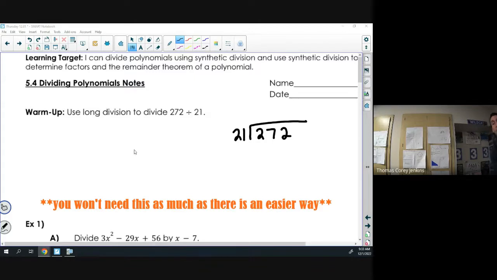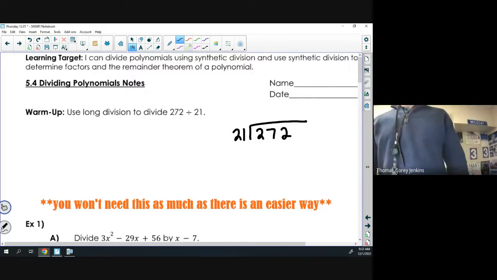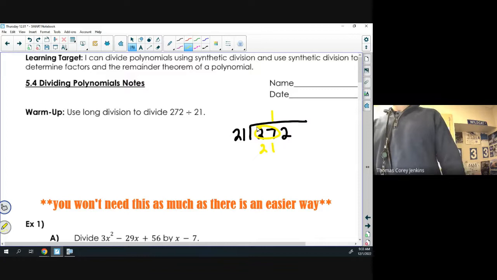So you guys just did the warm-up, which was a good old long division problem, 272 divided by 21. And so just to review that, we're looking at how many 21s go into 27. That would be 1. And then we take 1 times 21 to get 21. After that, we subtract to find the difference, which would be 6 in this case. We bring down the next number, which is a 2.